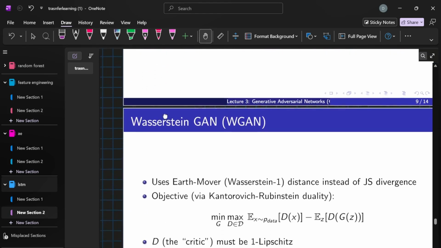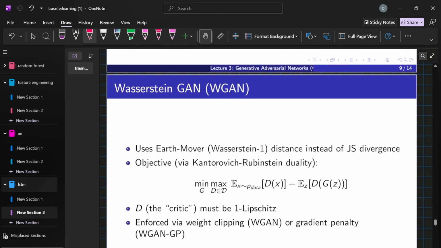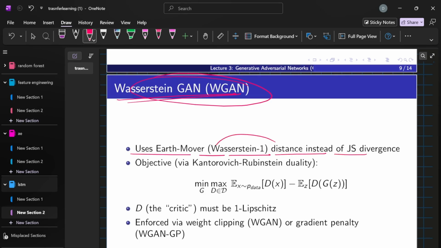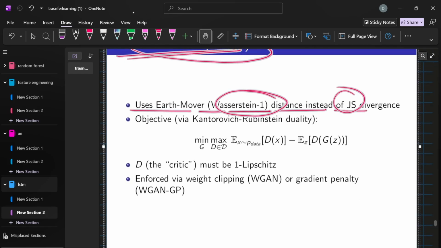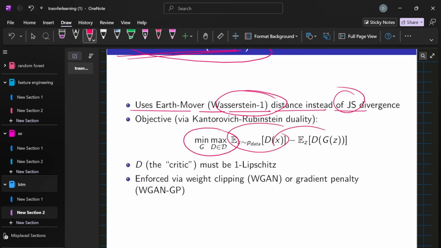Okay, now moving forward towards the next part, we have the WGAN. The next big leap was the Wasserstein GAN, or the WGAN. Instead of using Jensen-Shannon divergence, it uses the Earth Mover distance, also called the Wasserstein-1 distance. Loosely speaking, it measures the minimum cost of transforming one distribution into another. This can also be written using the Kantorovich-Rubinstein duality objective function: min over G, max over D in some constraint set of the expected D of X minus the expected D of G of Z.